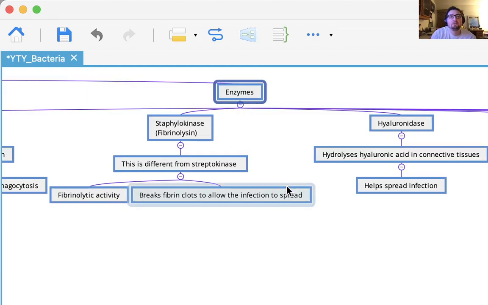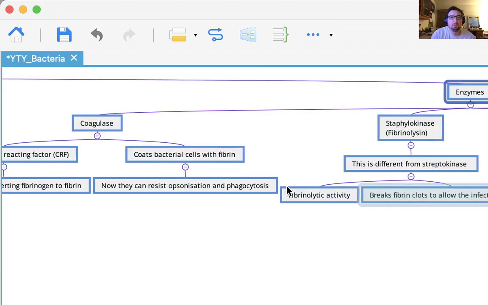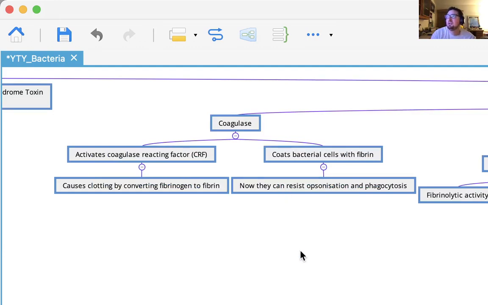And finally, for virulence factors, we have the enzymes. Again, big long list. Don't stress about it too much. We're going to go through it one by one. But coagulase, we alluded to earlier, very important for staph. It activates the coagulase reacting factor, or CRF. It causes clotting by converting fibrinogen to fibrin. It coats the bacterial cells with fibrin, and now they can resist opsonization and phagocytosis.